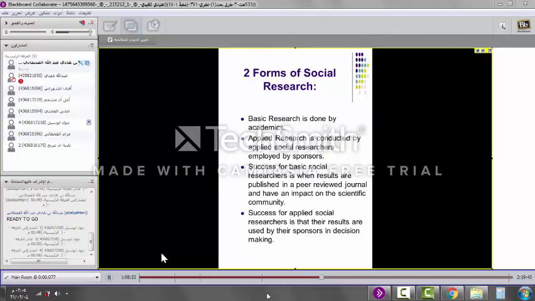Success for basic social researchers is when results are published in a peer-reviewed journal and have an impact on the scientific community. هذا هدفنا احنا كباحثين. إنه يدوا إيش something very critical. Okay, وهدفك الأخير هات تنشر في المجلة عندي. لكن success of applied social researchers, no, is that the results are used by their sponsors in decision making. وهذا اللي يختلف عنا في العالم يا أخوان.